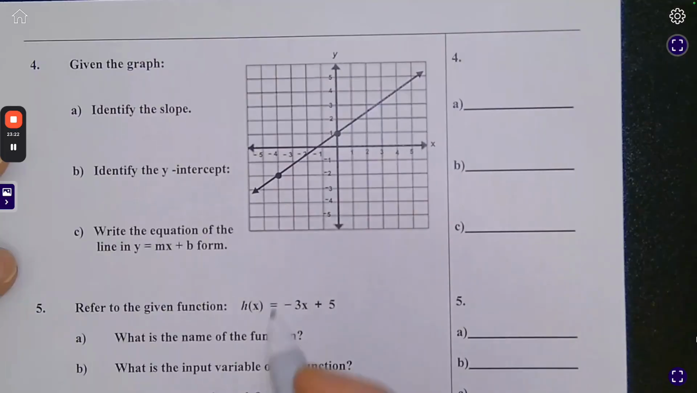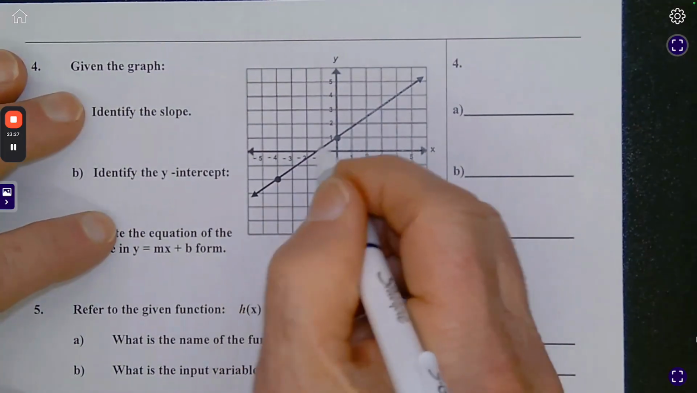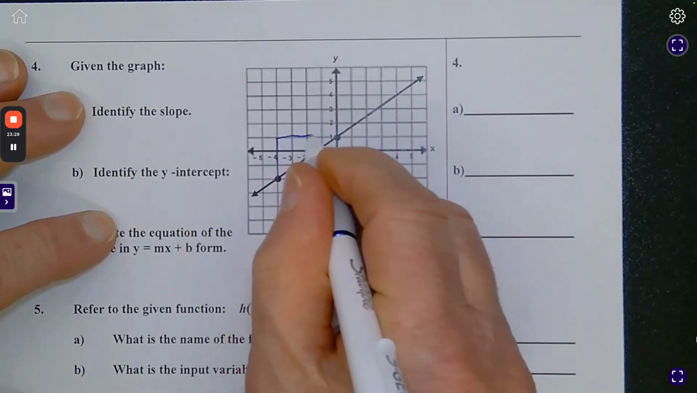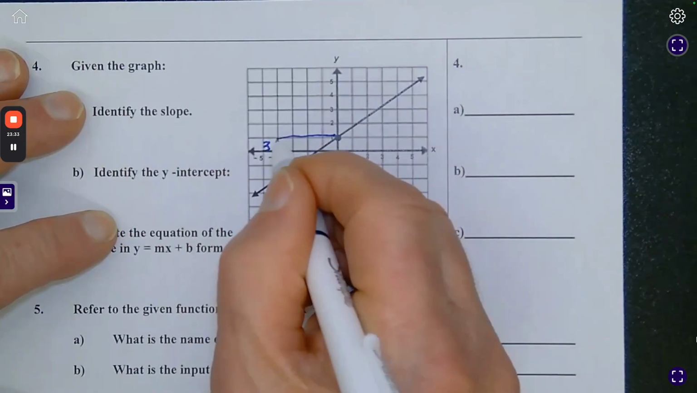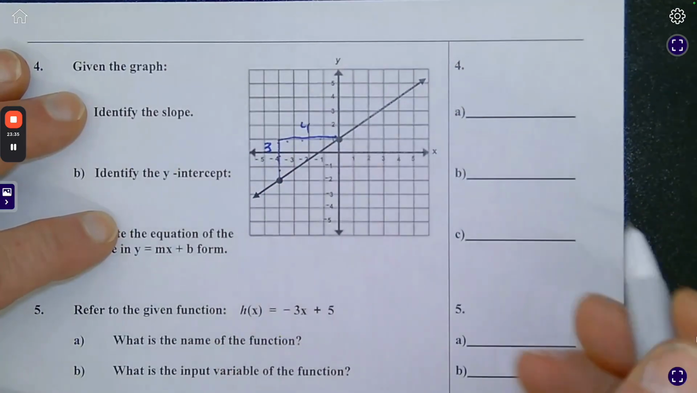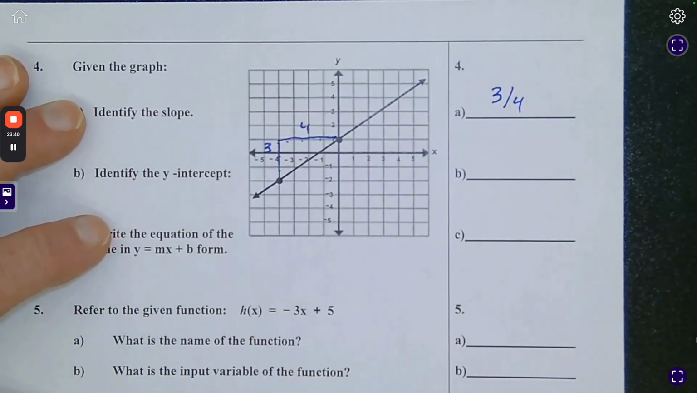Given the graph, identify the slope. Well, the slope is rise over run. So from here to here, rise over run. 1, 2, 3. So I rise 3. 1, 2, 3, 4. Run 4. So my slope is 3 over 4.